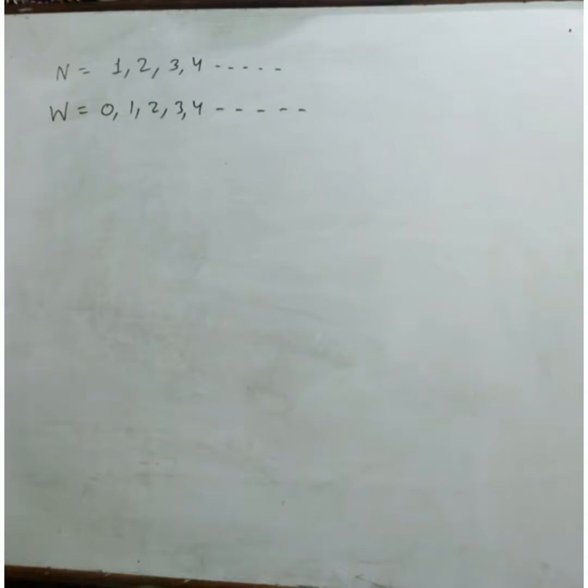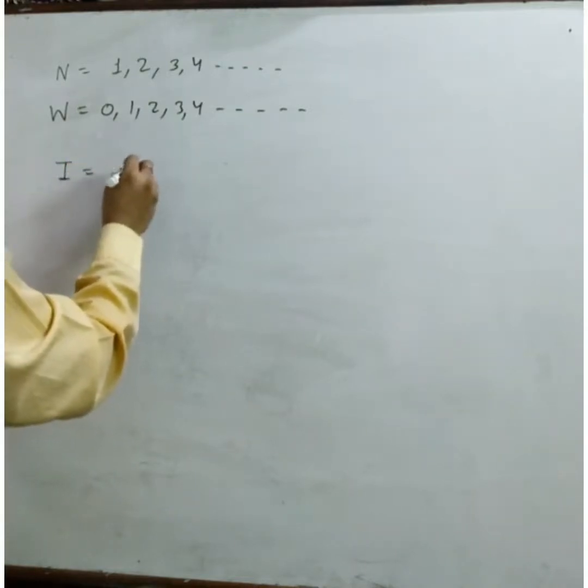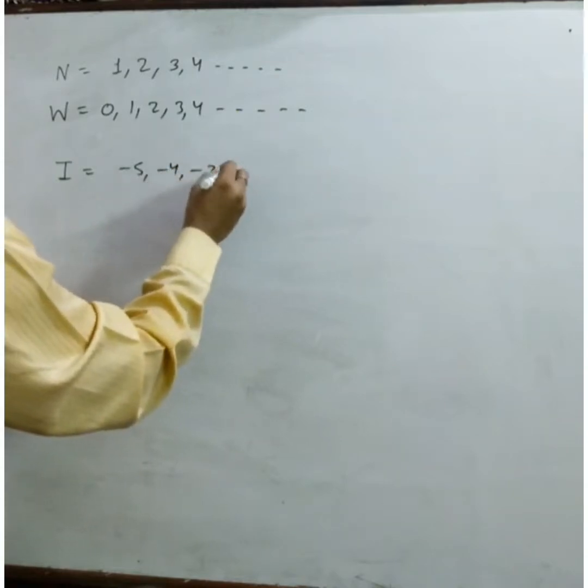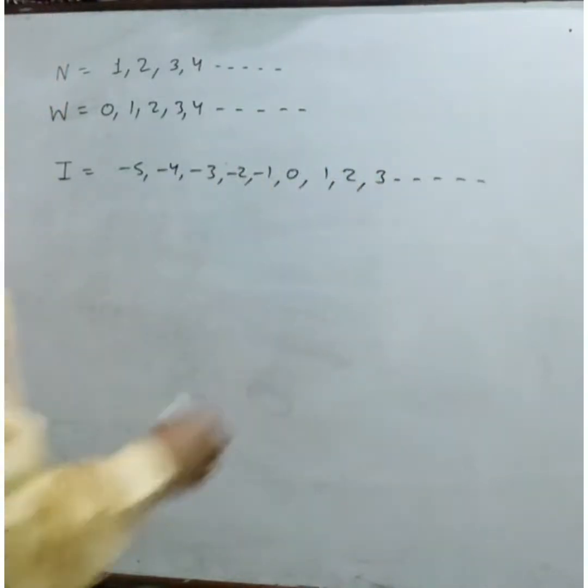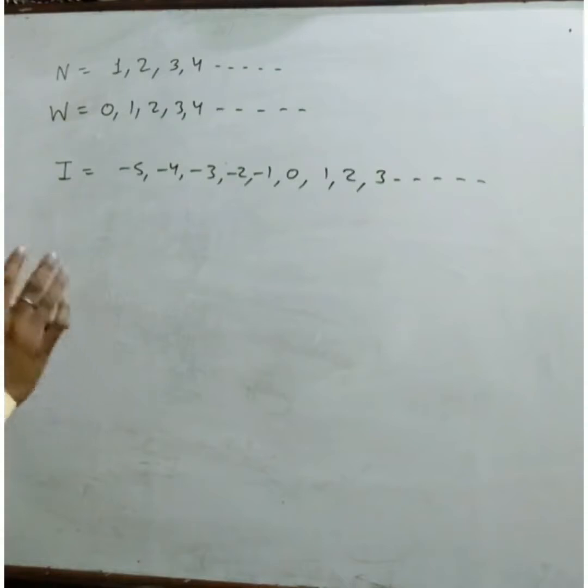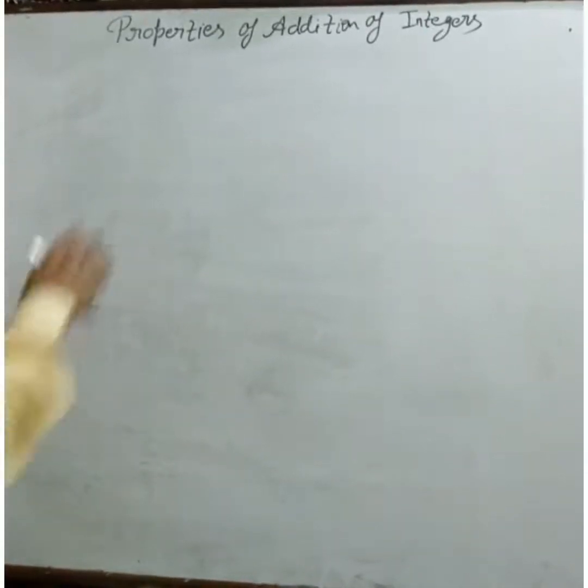What is an integer? A collection of whole numbers and negatives of natural numbers forms a number system called integers. It is denoted by Z or I. Then I is equal to ..., -5, -4, -3, -2, -1, 0, 1, 2, 3 and so on. That is called the integers. Now we start the properties of addition of integers.